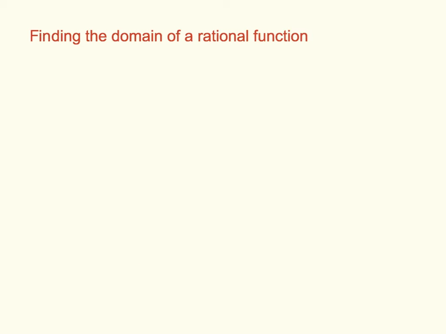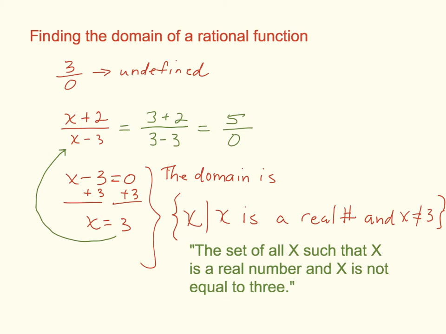That's how you read it. The set of all x such that x is a real number and x is not equal to 3. This is the way it's read. Once again, the initial brace in front of x is read the set of all x. The vertical line that you see after the x is read such that, and then you read the rest of it. X is a real number and x is not equal to 3.